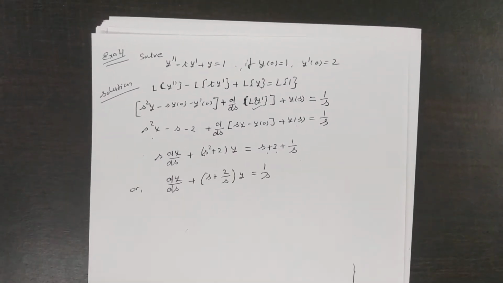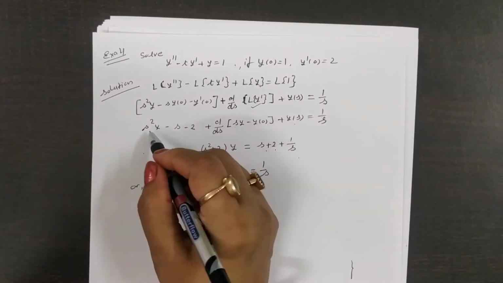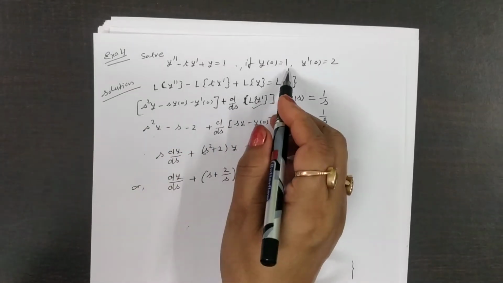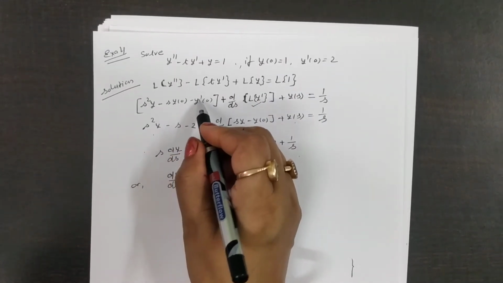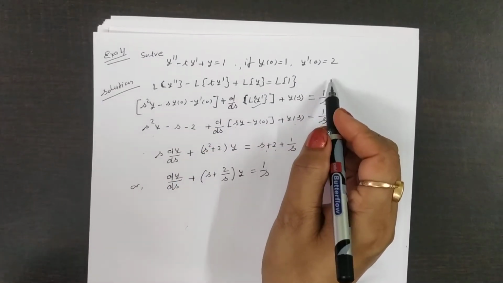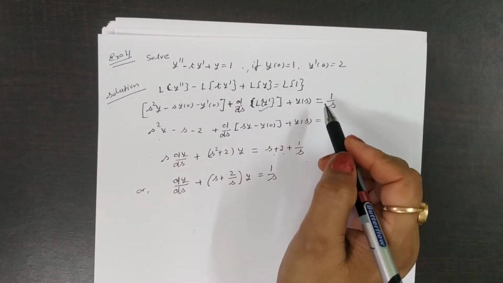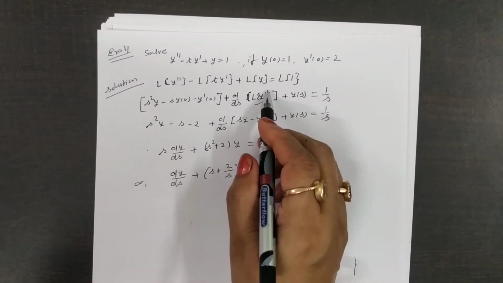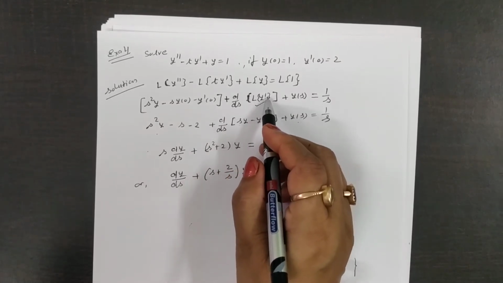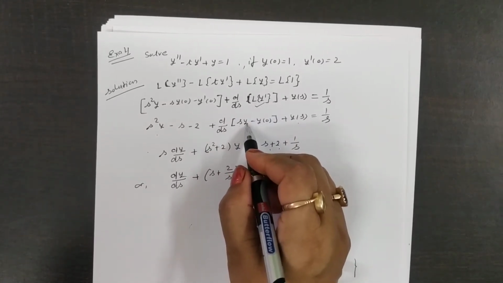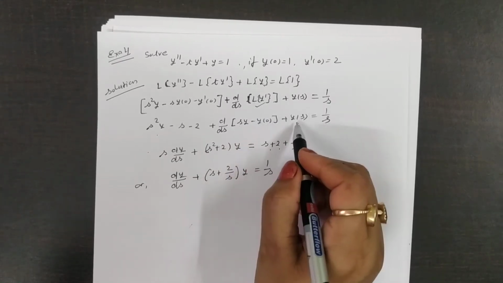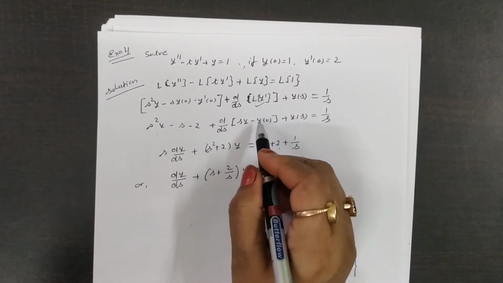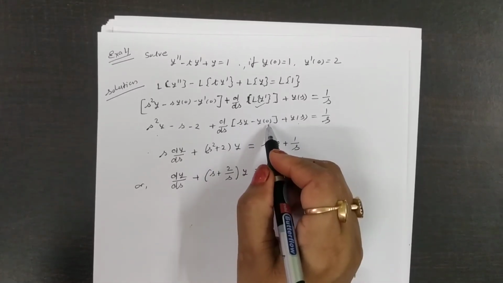Now the next one: this is s square Y minus s times y(0), and y(0) is 1, so this is s, minus y dash (0), which is 2. In this problem this is given as 2. So this can be equal to this thing. And here now d by ds of L of y dash, and now you know the value of L of y dash, which is sY minus y(0), plus Y, which is this one, sY, and y(0) is again 1. So d by ds is here, minus 1.